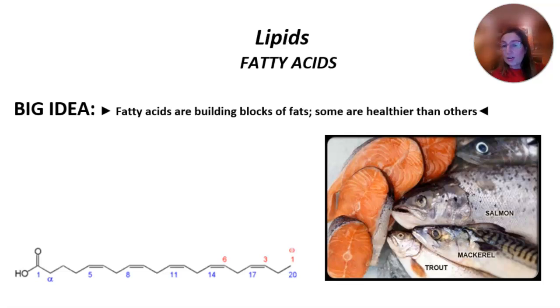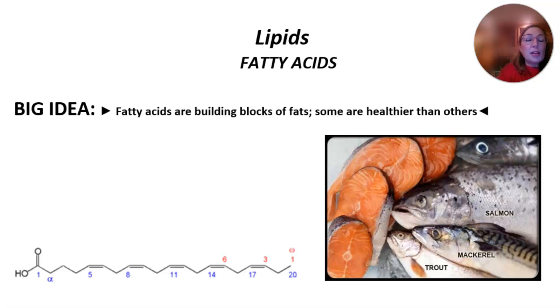So this picture is of slabs of salmon, and it shows whole fish: salmon, mackerel, trout. So we hear about how fish contain healthy fats. Well, what are those fats? Well, they tend to contain fats like omega-3 fatty acids. So what are those omega-3 fatty acids?